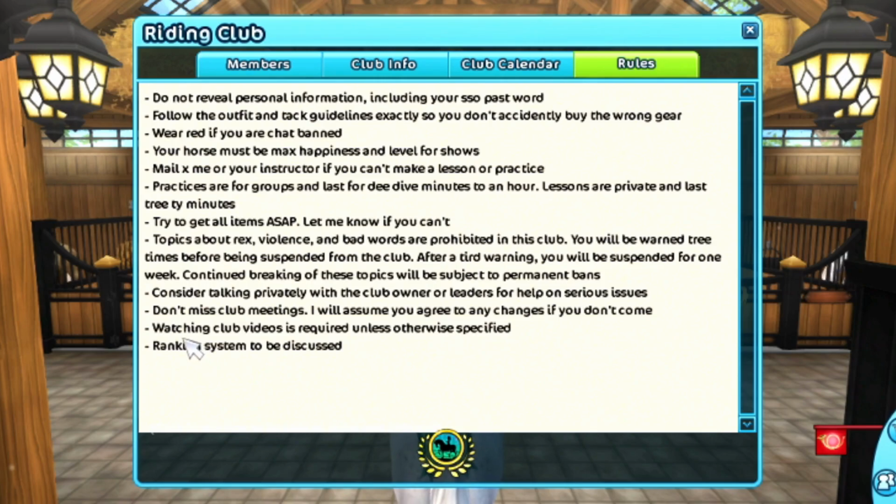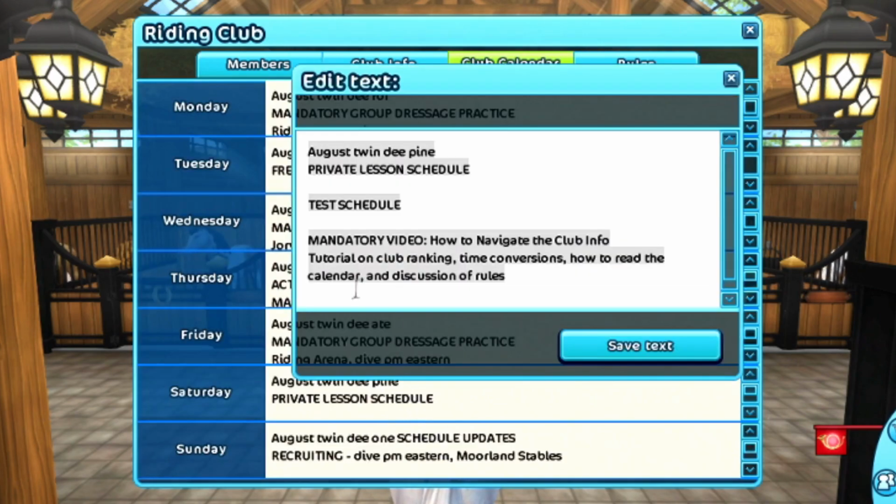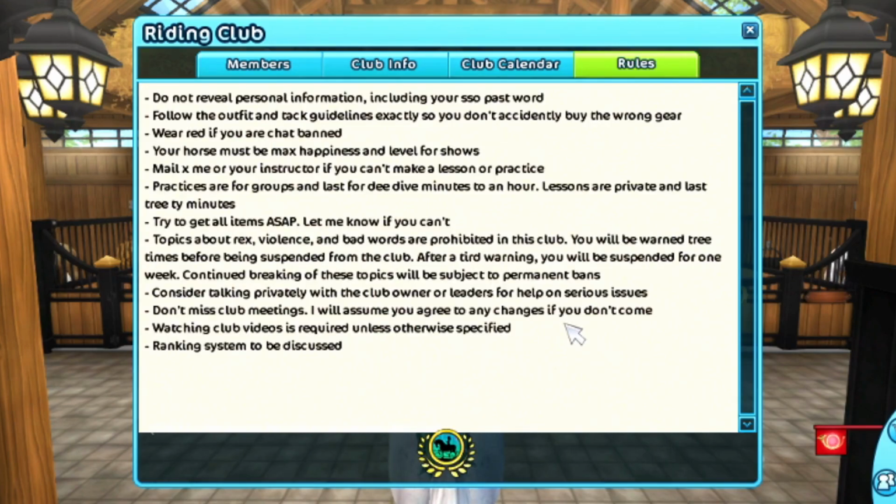So this next rule, I should probably change this, but it says watching club videos is required unless otherwise specified. So in the calendar here, like I mentioned earlier, I will let you know if a video is mandatory or optional. It's great if you watch the videos on my channel, and if you don't, that's fine, but the mandatory videos at a minimum is what I want you to watch.